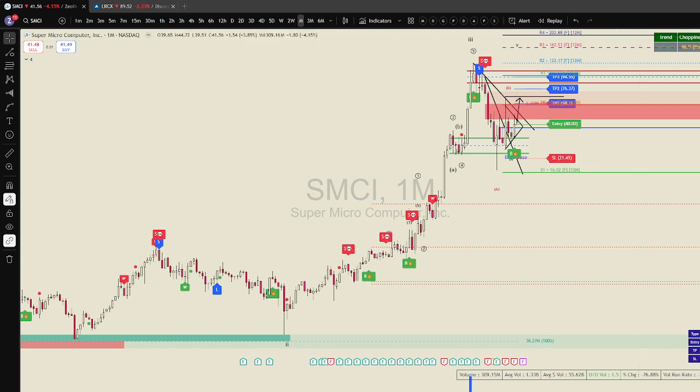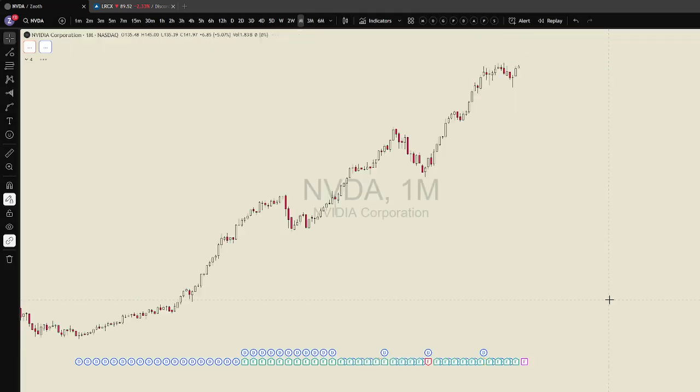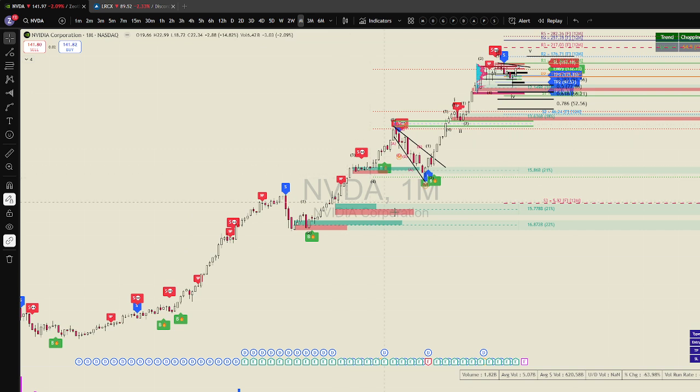If I can show you guys an example, one of the examples I was looking at was comparing the characteristics of NVIDIA with SMCI.